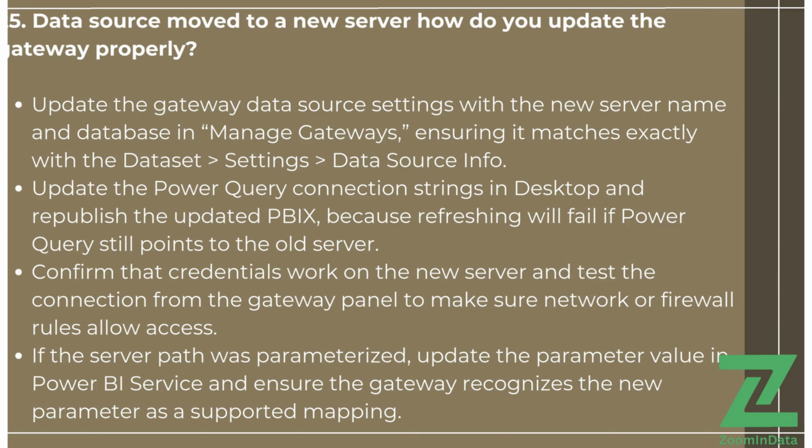Update the Power Query connection strings in Desktop and republish the updated PBIX, because refreshing will fail if Power Query still points to the old server. Confirm that credentials work on the new server and test the connection from the gateway panel to make sure network or firewall rules allow access. If the server path was parameterized, update the parameter value in Power BI service and ensure the gateway recognizes the new parameter as a supported mapping.